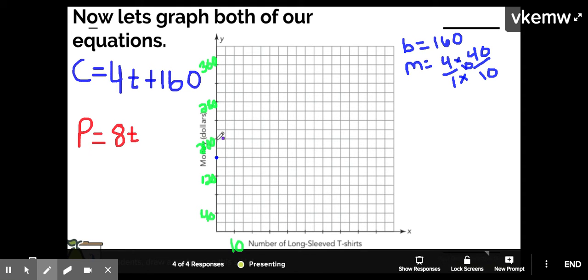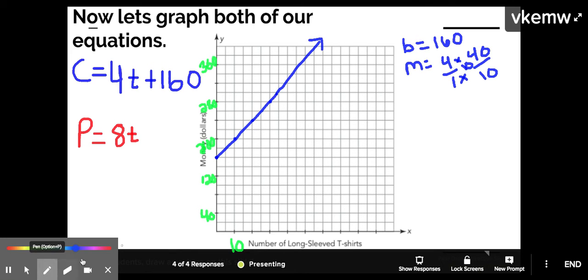So 40 and 10. I'm going to go 40 and 10, 40 and 10. So here is my line of cost based on the number of shirts that I'm going to buy from the company for our fundraiser.